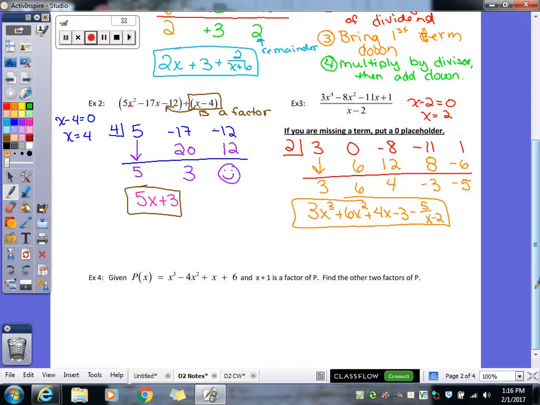All right, so example 4, it says p of x is that polynomial there, and x plus 1 is a factor. They want us to find the other two factors. So what we need to do first is use our synthetic division, get it down to an x squared, so it's a quadratic, and then we can factor it. So x plus 1 equals 0, so our x is a what? Negative 1.